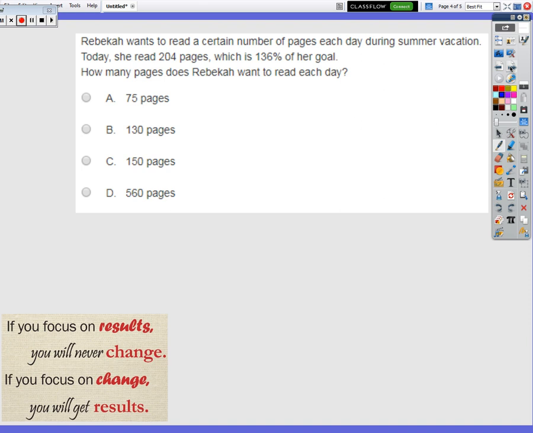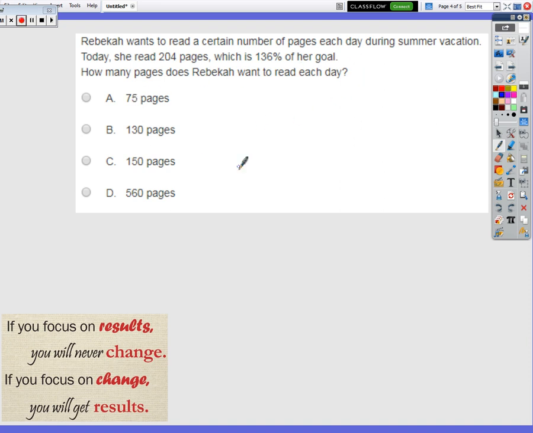Rebecca wants to read a certain number of pages each day during summer vacation. Good for her. Today she read 204 pages, which is 136% of her goal. Wait a minute. She read more than her goal. 136% is more than 100. She outgained it or extended it an extra 36%. How many pages does Rebecca want to read each day?